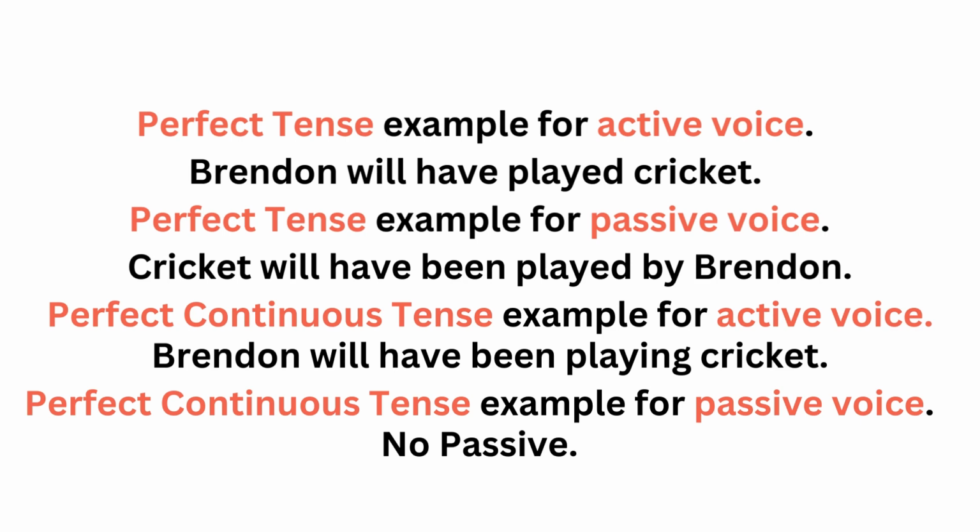Perfect tense example for active voice: Brendan will have played cricket. Perfect tense example for passive voice: Cricket will have been played by Brendan. Perfect continuous tense example for active voice: Brendan will have been playing cricket. Perfect continuous tense example for passive voice: No passive.